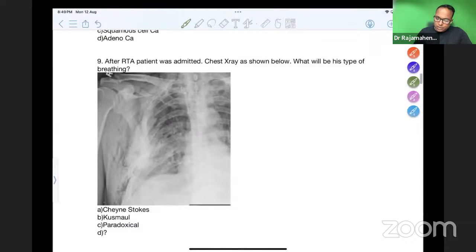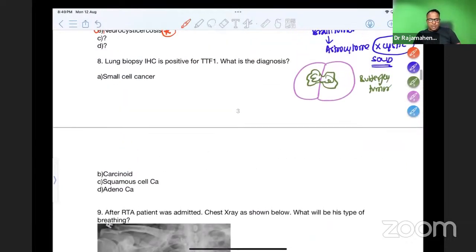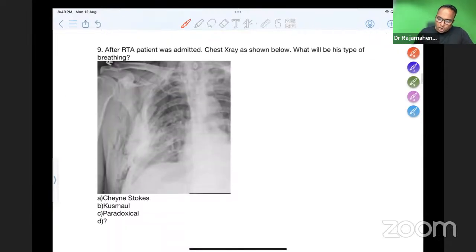So, 9th question, I think this lung biopsy immunohistochemistry is positive for TTF1. I don't think this is a surgery question. I think it's a pathology question. So you will be seeing this question in pathology. Leave this. After RTA, patient was admitted. There is an adult worm in the gross image. Okay, there is an adult worm means no doubt it is classical. So the morning paper is a very straightforward paper. There is no confusion or controversy.